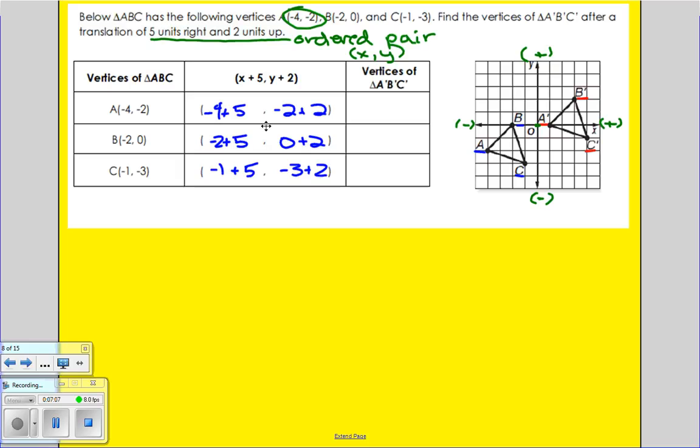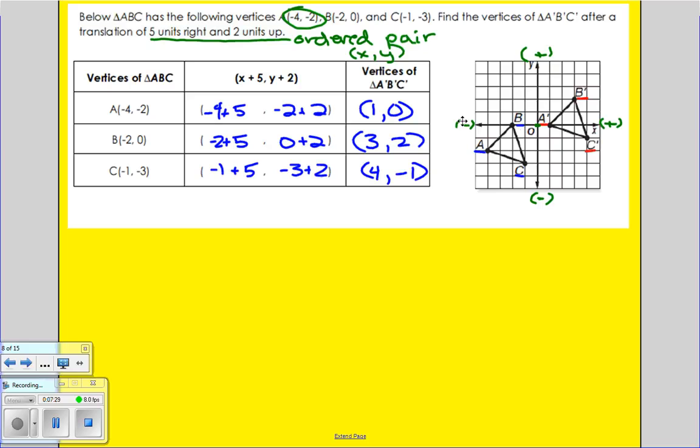And then I come back over here and change that into my vertices for A prime, B prime, C prime. And that negative 4 plus 5 is 1. Negative 2 plus 2 is 0. Negative 2 plus 5 is 3. 0 plus 2 is 2. Negative 1 plus 5 is 4. Negative 3 plus 2 is negative 1.